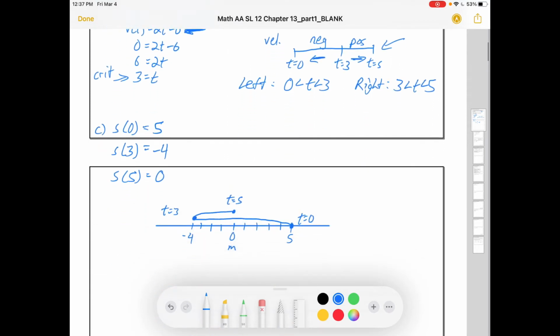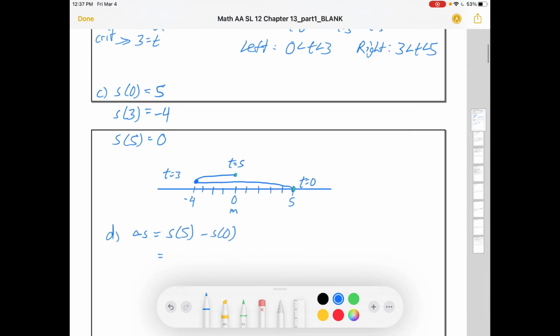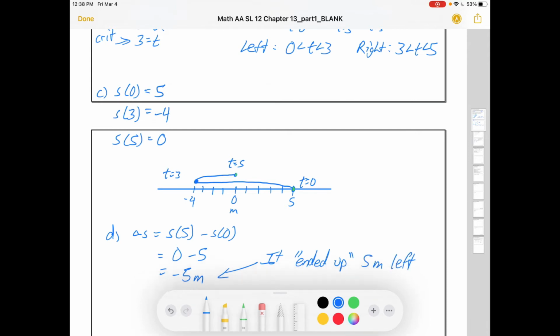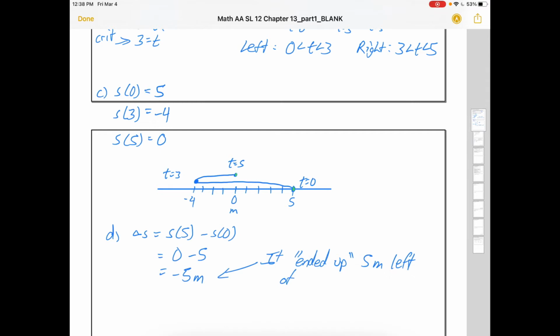What's the displacement? The displacement just means, how do the starting and ending positions compare to each other? The ending position is 5 meters left of where it started. So displacement should be negative 5. One way that we can find displacement is just the change in s, meaning s final minus s initial, final position minus initial position. So that would be 0 minus 5 or negative 5. That is displacement over those 5 seconds. What it tells us is that it ended up 5 meters left of where it started. That's what the negative displacement means, that it's left of where it started.